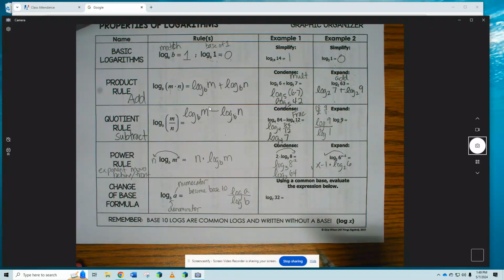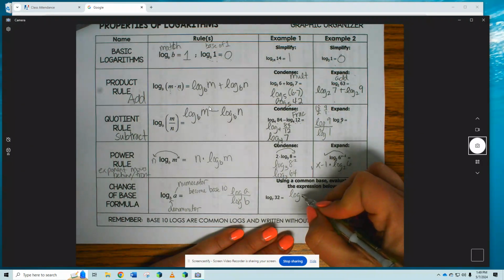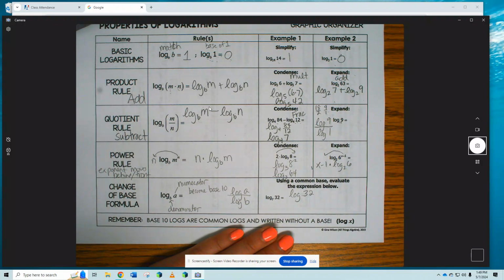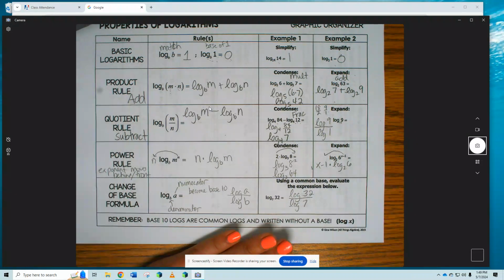Log base 7 of 32, or 32 over 7. Let's try it. Ready? It becomes now no longer base 7. It becomes just log 32, which is a base 10. Then the 7 goes on the bottom. 7 on the bottom.